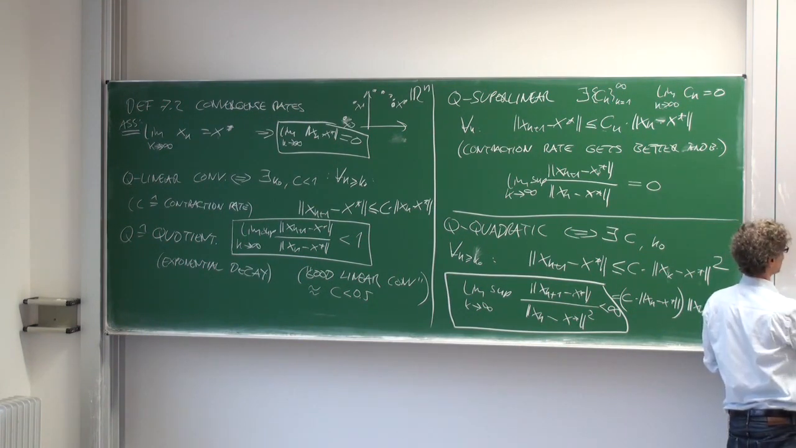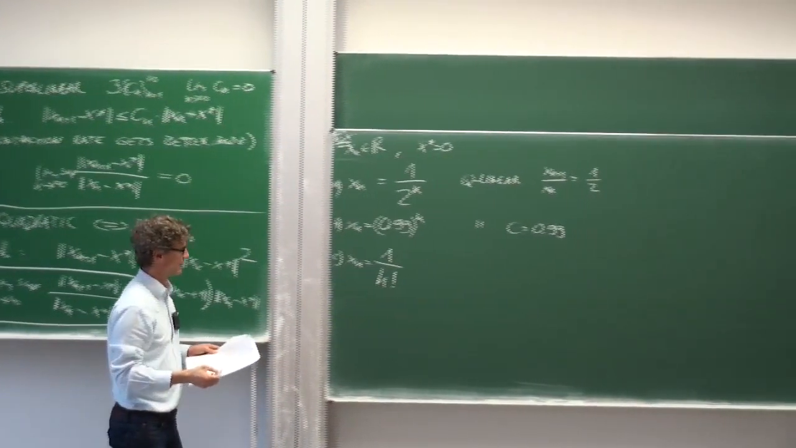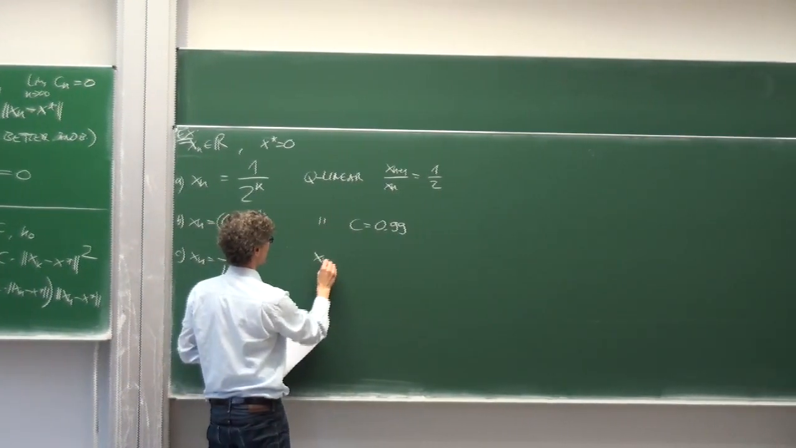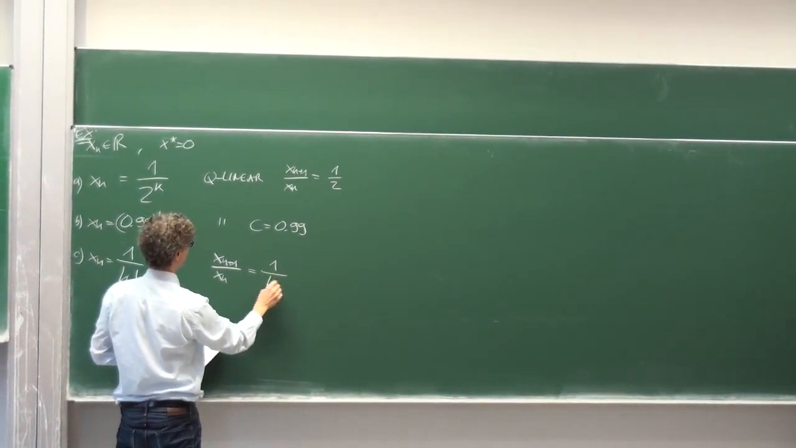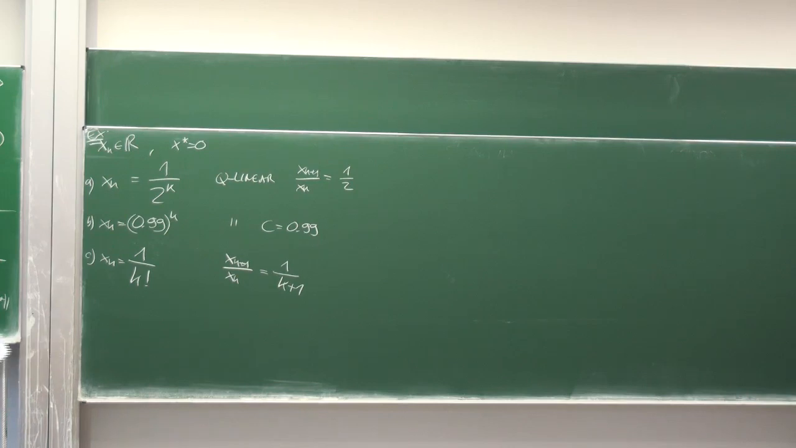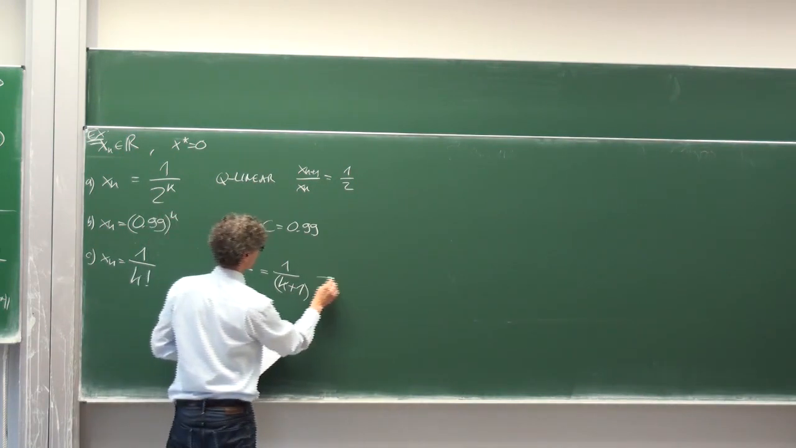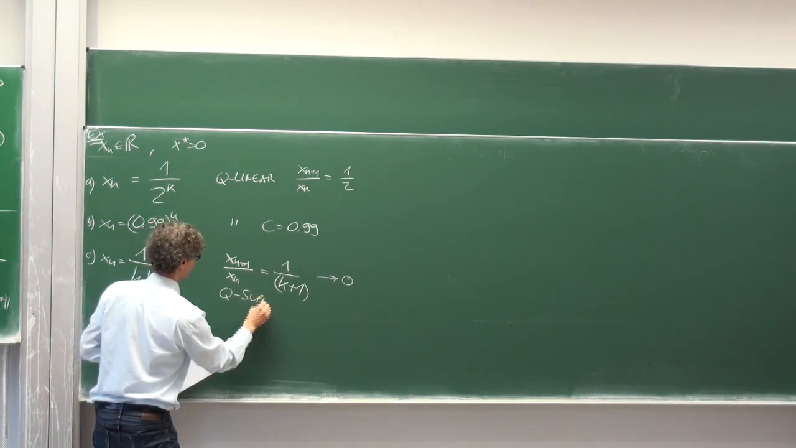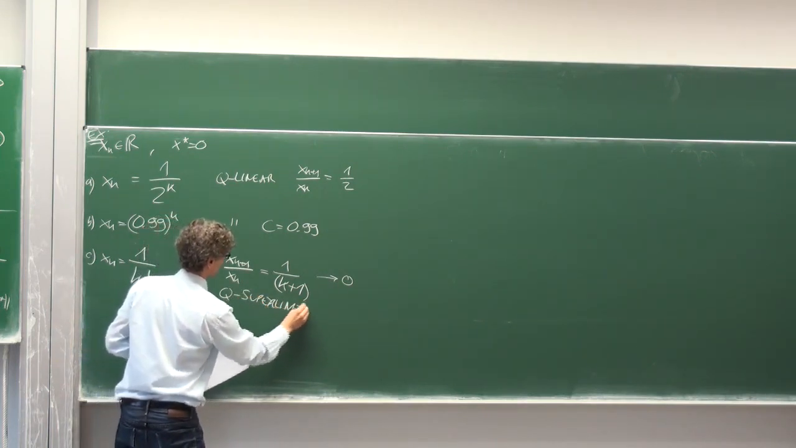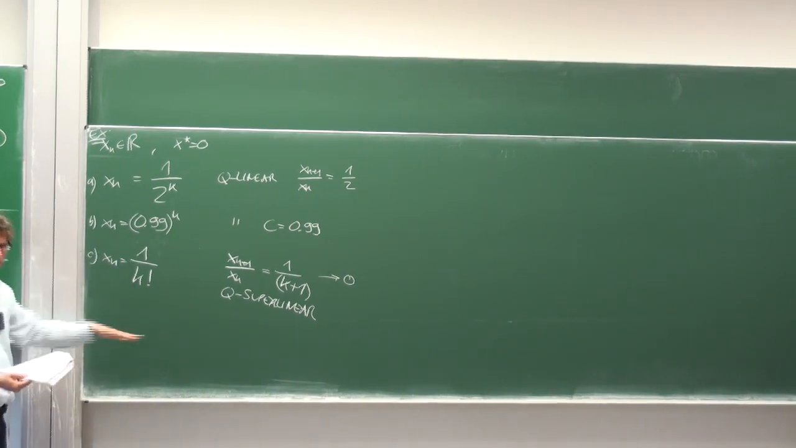Let's look at a third example, which would be xk being 1 over k factorial, just to give you some idea. So what will be the quotient of these two things, xk plus 1 divided by xk? It will be actually 1 over k plus 1, right? And what you see is this converges to 0, so we have actually Q-superlinear convergence. You know the factorial grows very quickly, and that's why this xk will go very quickly to 0.